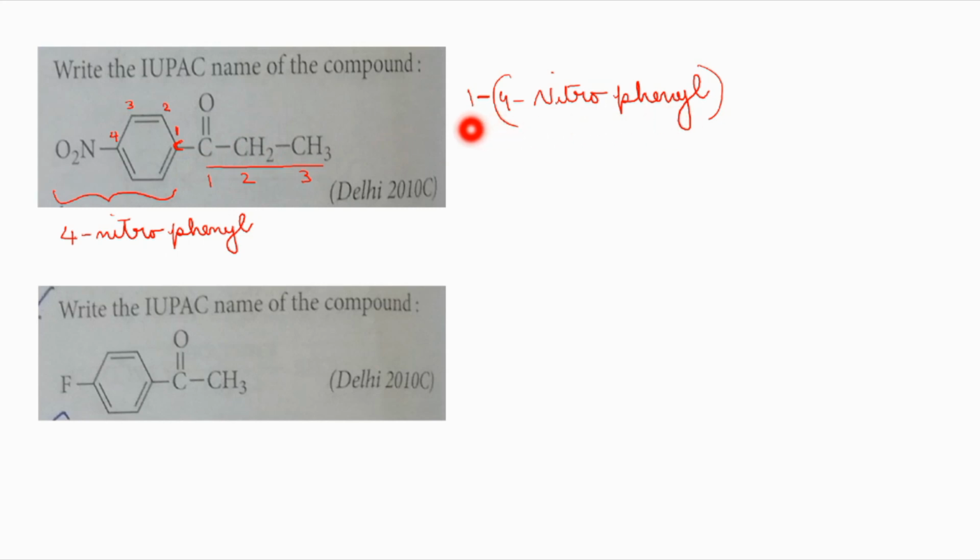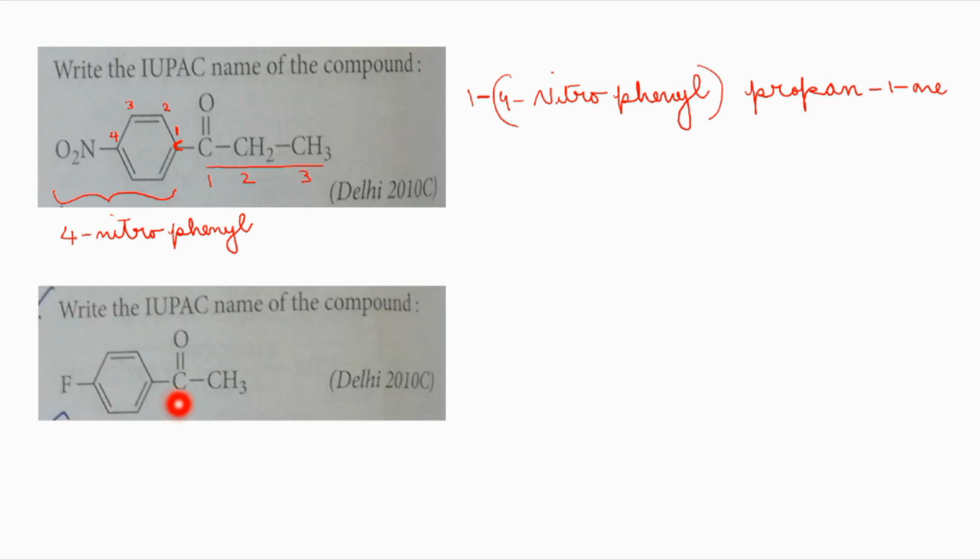Okay, so 1-(4-nitrophenyl). Then we will have to write the root word. It is propan. And where is the position of the functional group? At the first position only. So propan-1-one we will write. That will be the name of the compound. Got it? Yes. What about this one?